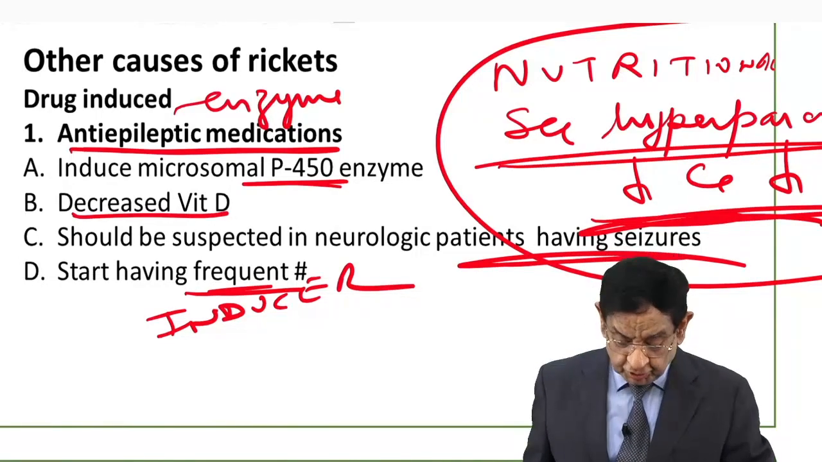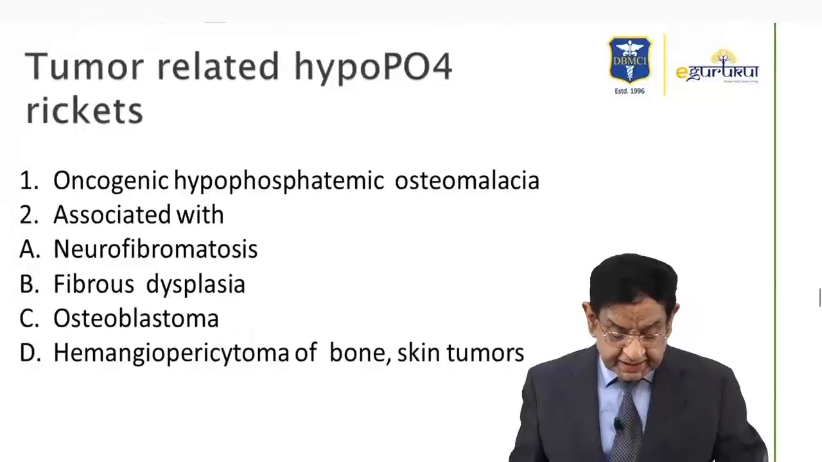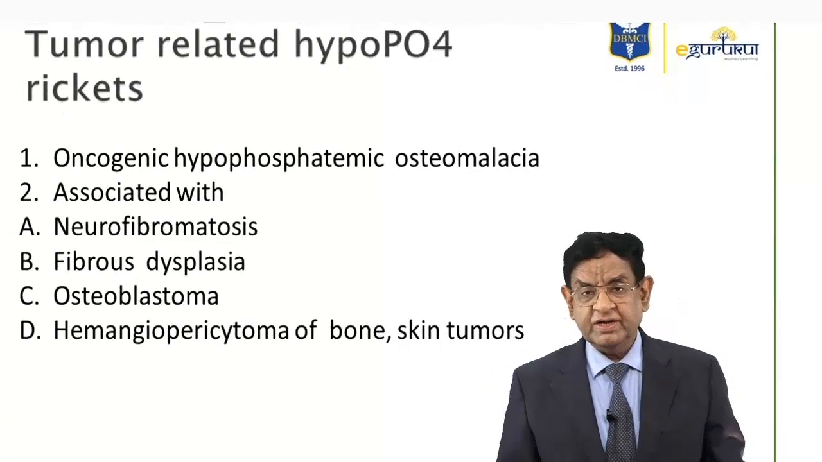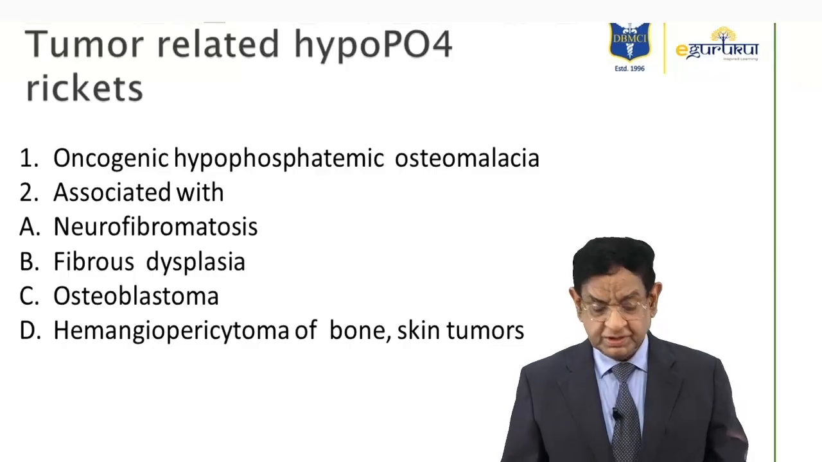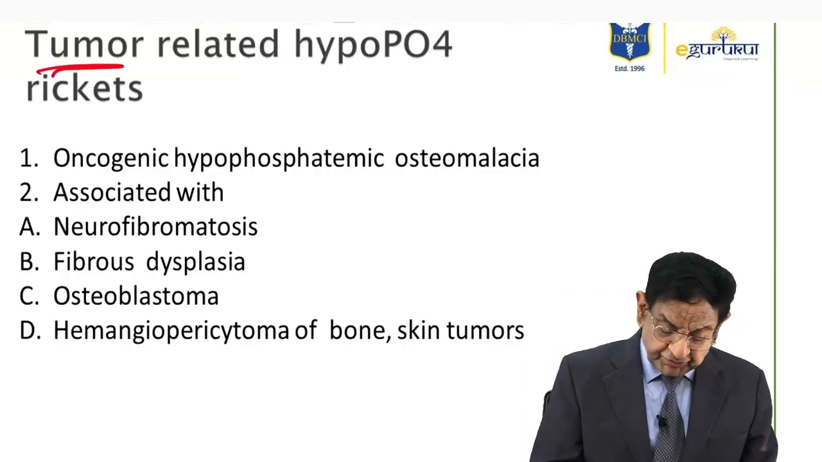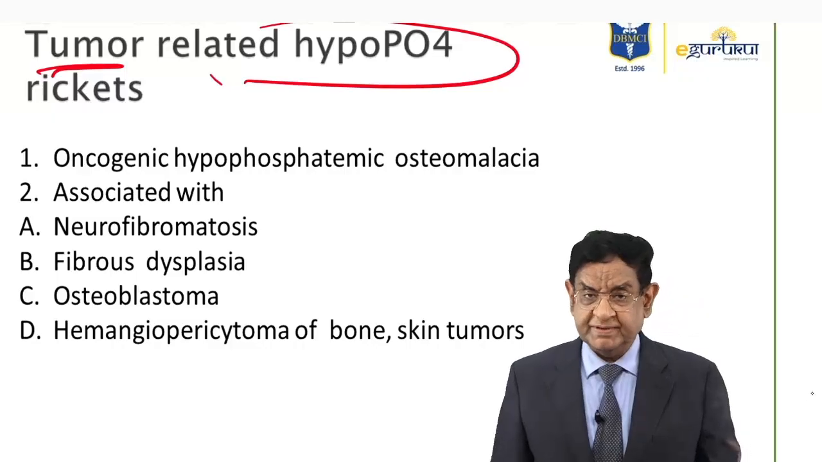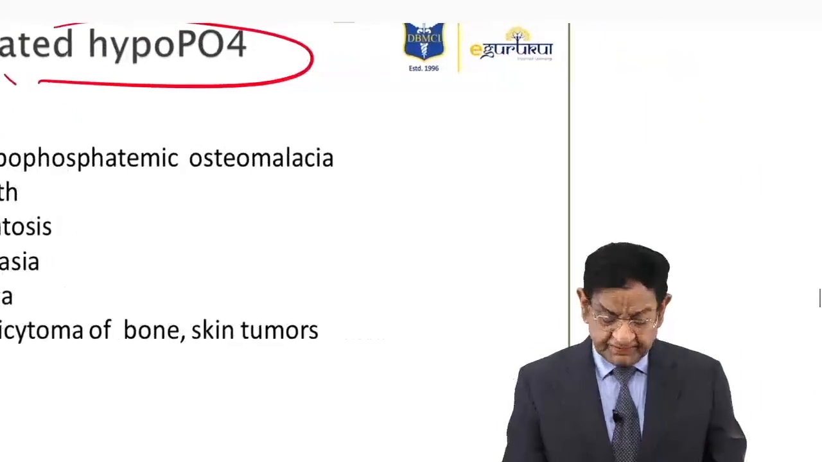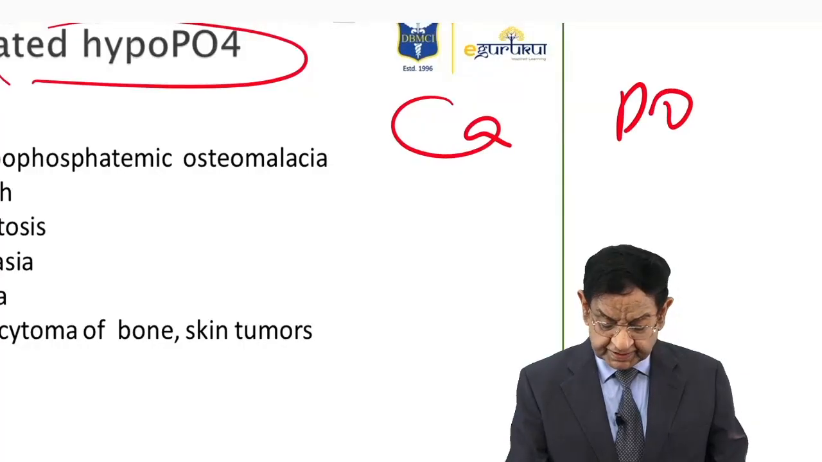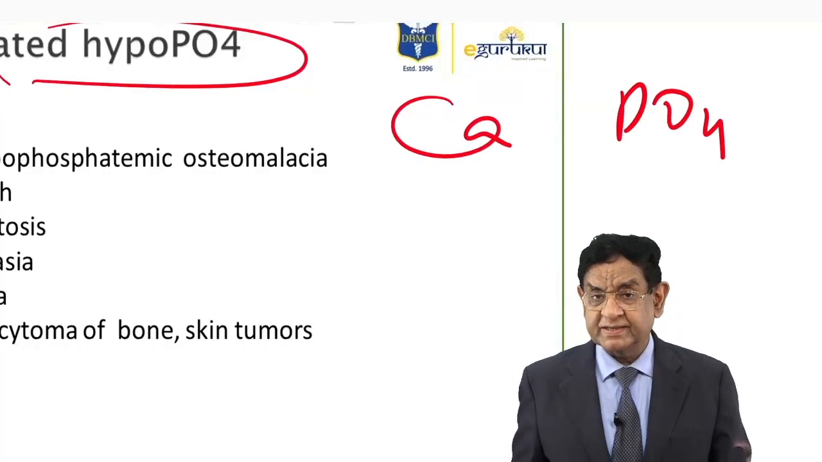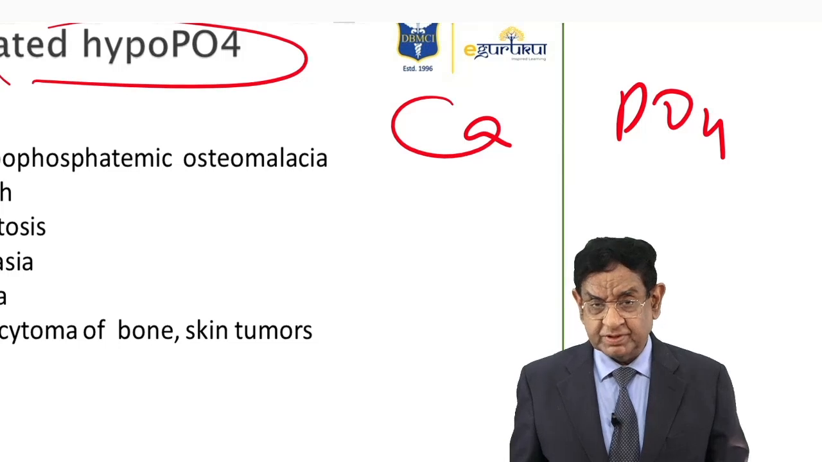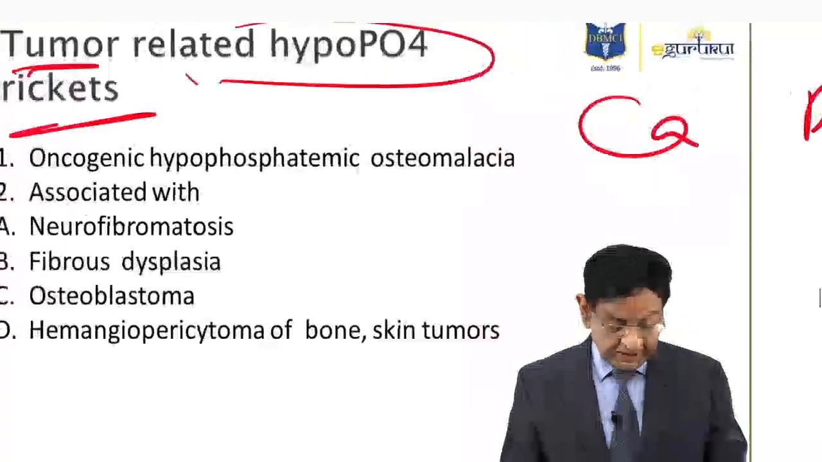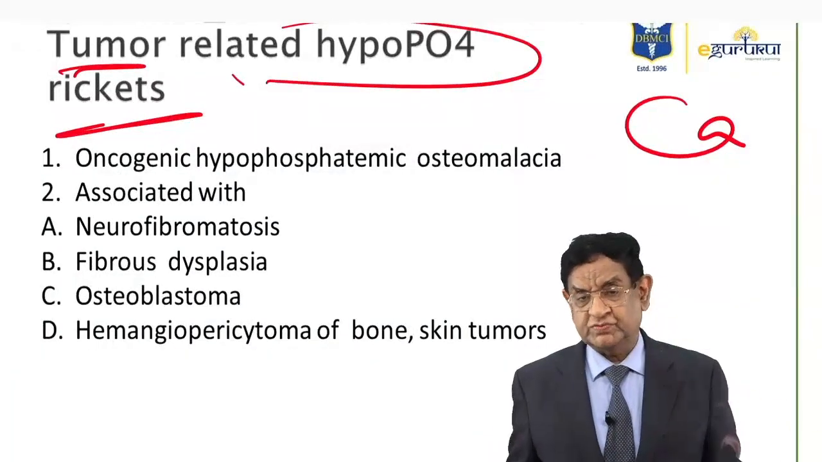of low nutritional. Tumor related hypophosphatemic rickets, something very interesting, not very well read by most of students. So there are certain tumors which are causing hypophosphatemia, which is causing rickets. We learned in the basic concept that we need both calcium and phosphate to get calcification in the bone. It's a calcium phosphate which goes and gets deposited. But here tumor is causing low phosphate level.